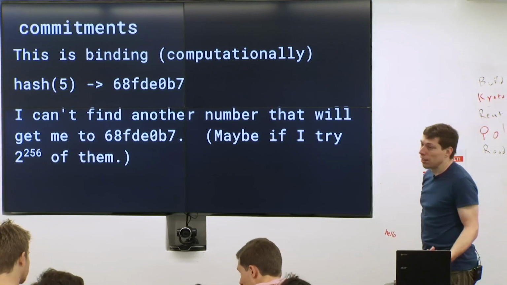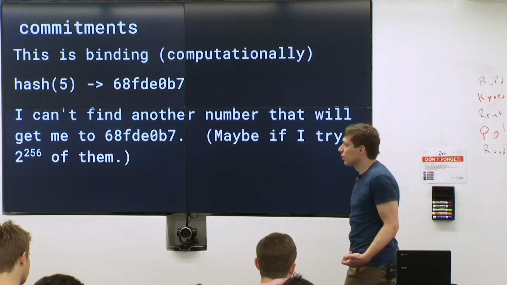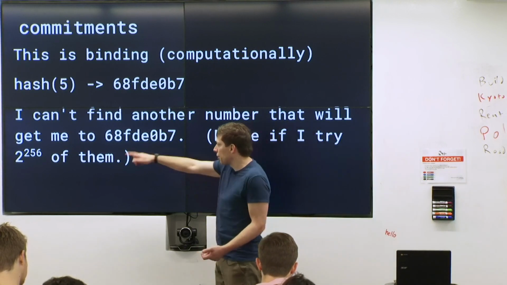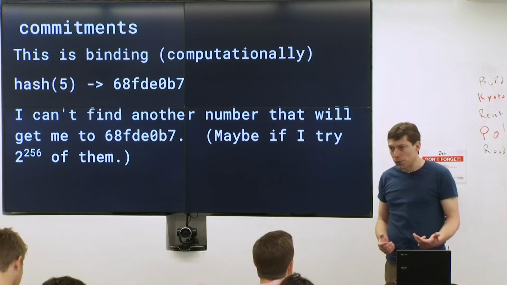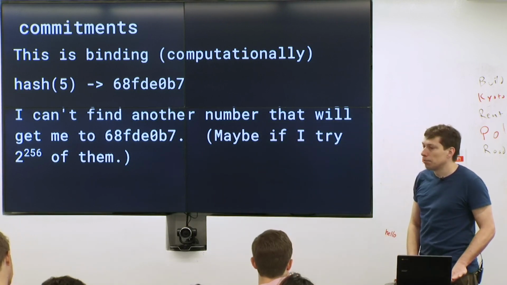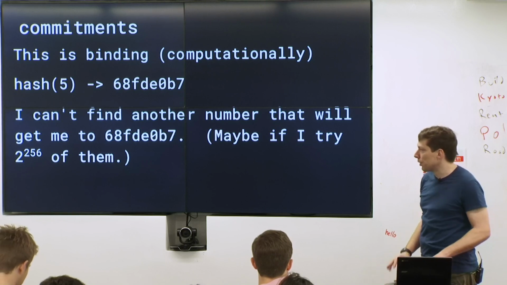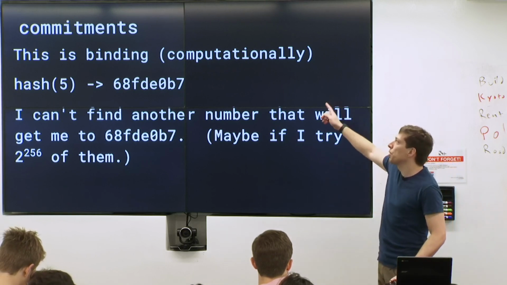That's a collision. For a specific number, I'd have to try 2 to the 256. For any collision, I only have to do 2 to the 128. But still, both of those are really big numbers. I can't do it. So it's computationally binding, right?